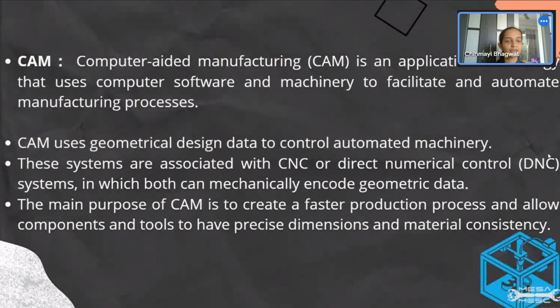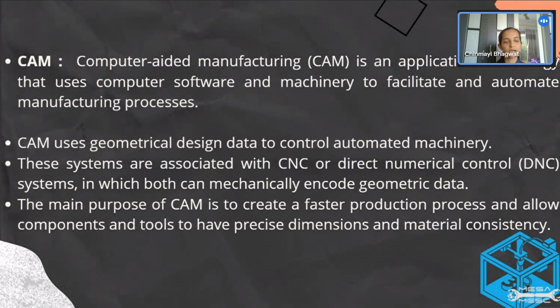Next, last is CAM. CAM basically includes the application. That is, we have created a certain model in CAD and analyzed it through CAE. But how to convert it into a real-life model? This is done by CAM software. It works in association with the machinery used in manufacturing processes.